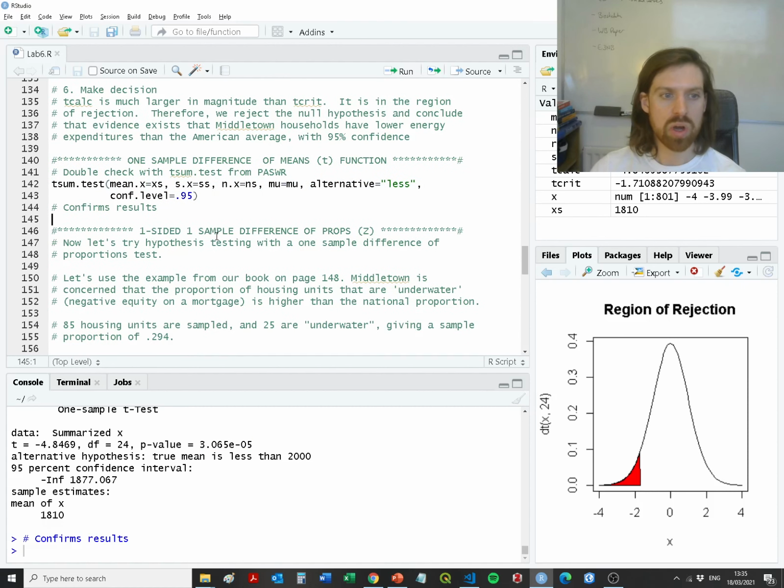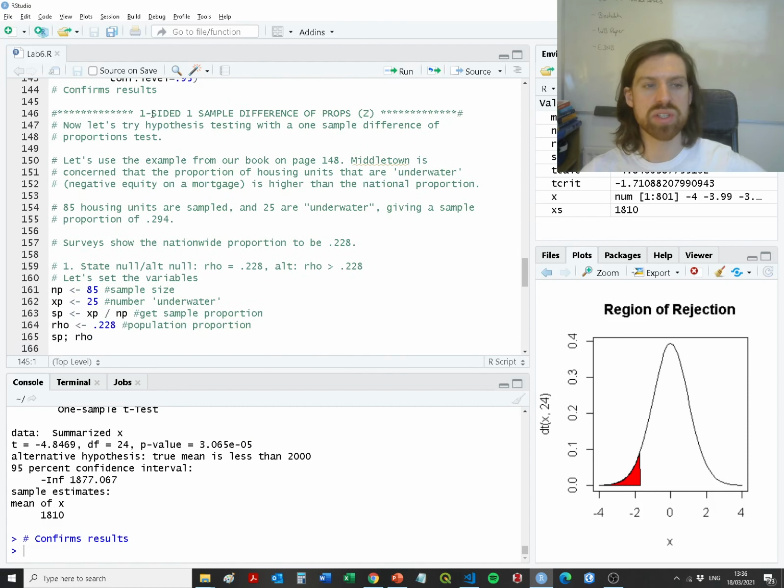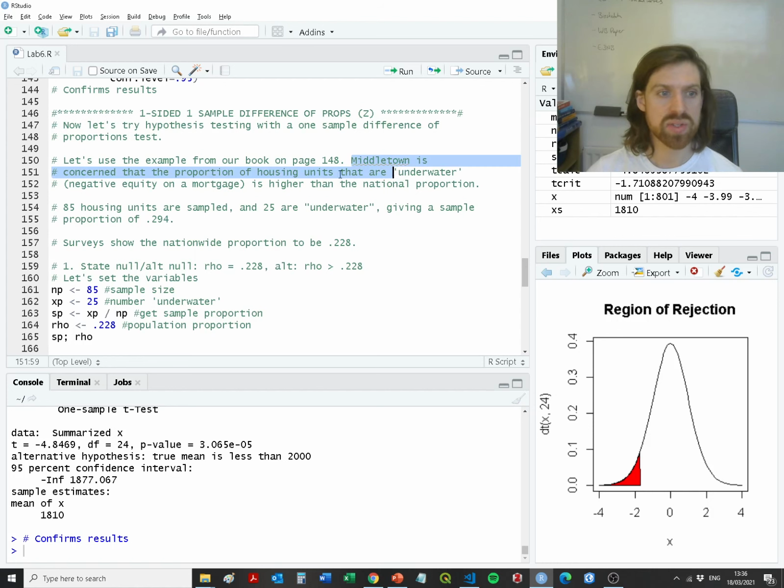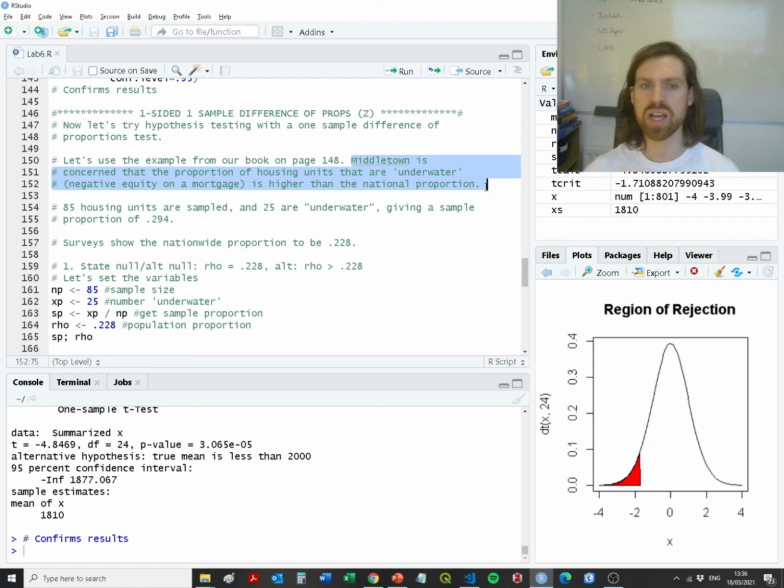Okay, well, fantastic. Let's move on now and start to think about the different proportion approaches, the different statistical tests for testing the proportions of our sample relative to the population. You remember that I covered this already within the lecture. So now let's carry out some hypothesis testing using this approach. We're going to page 148 within the McGrew et al. book. Middletown essentially is concerned that the proportion of housing units that are underwater is higher than the national proportion.